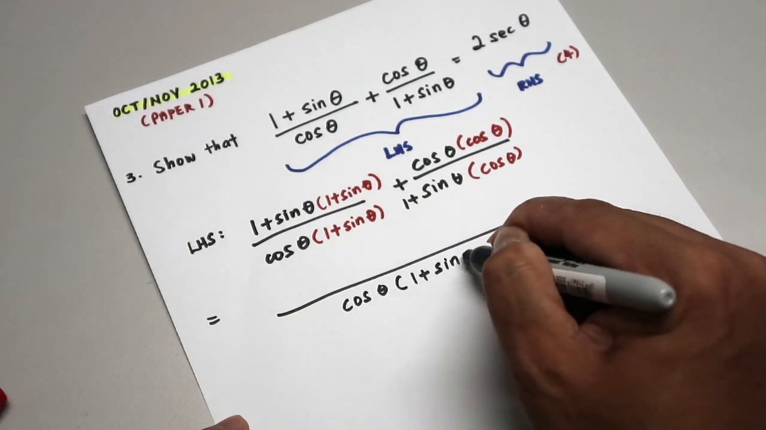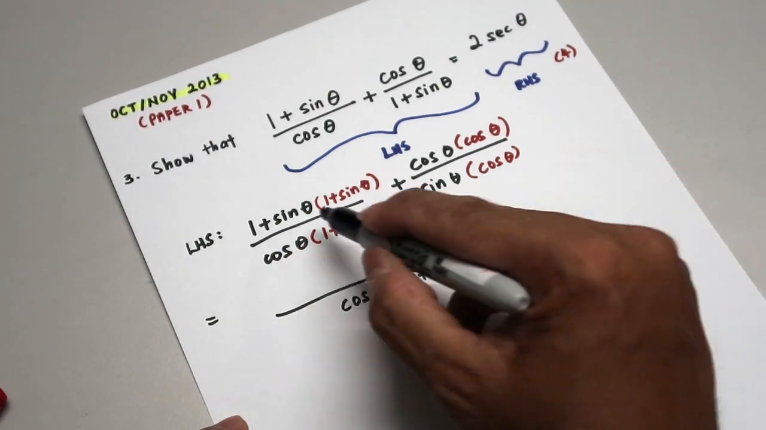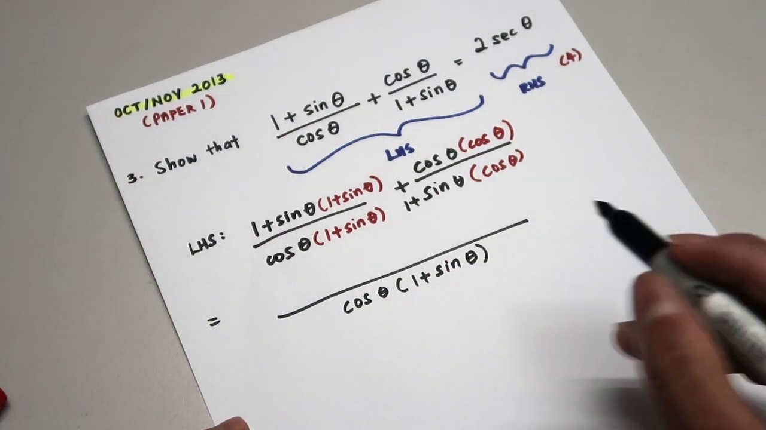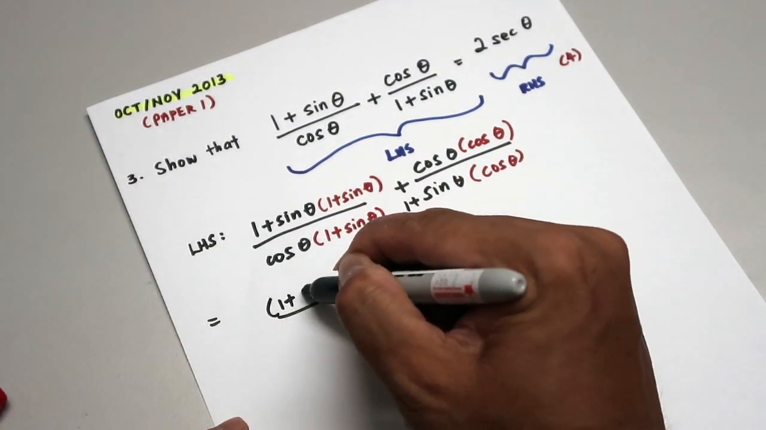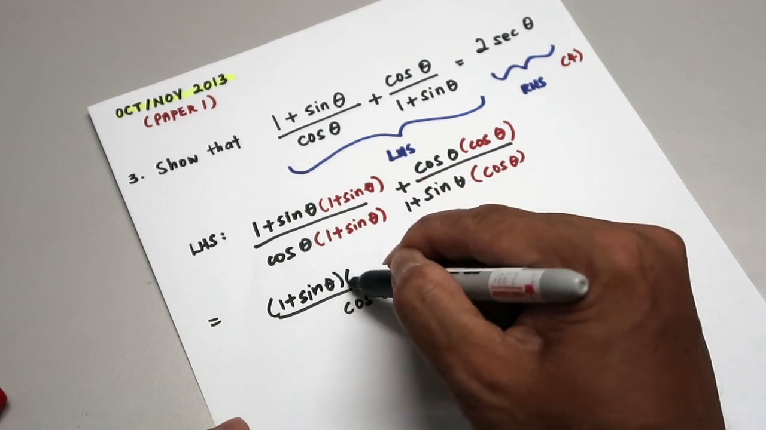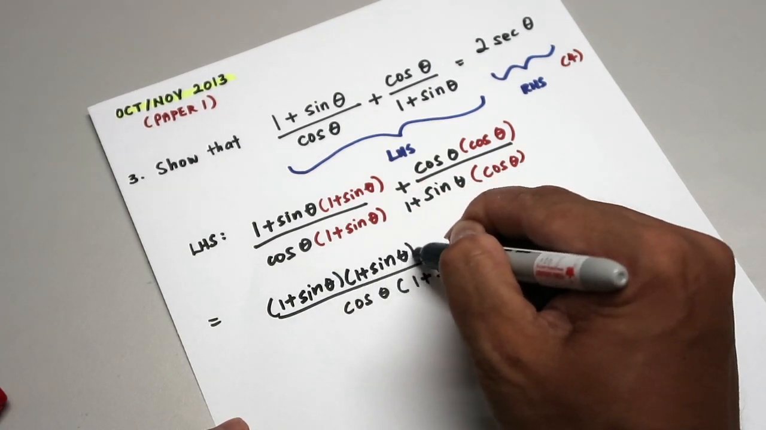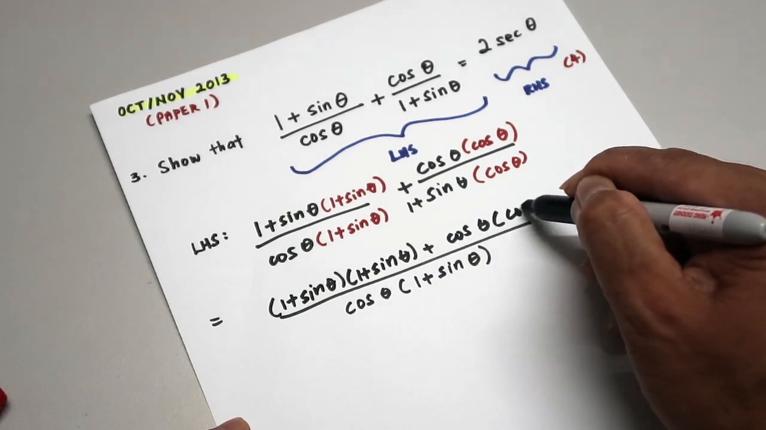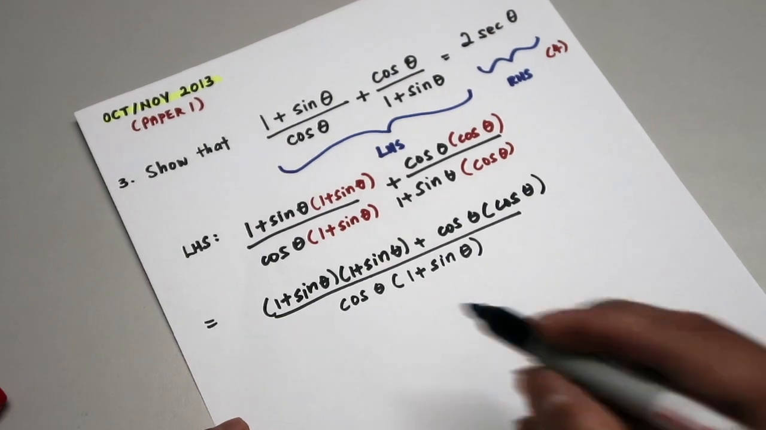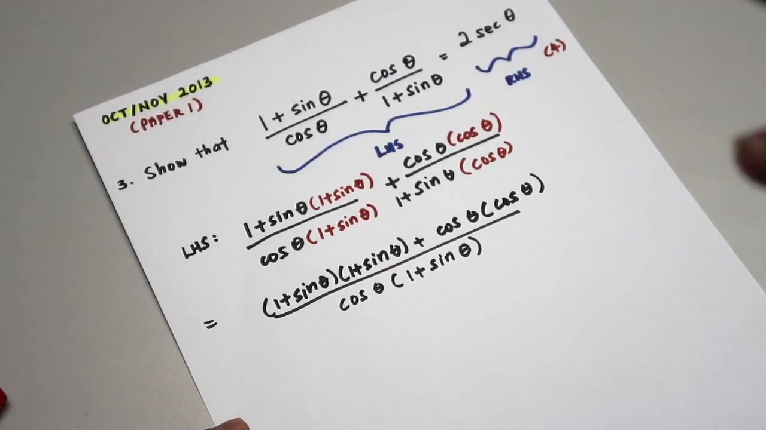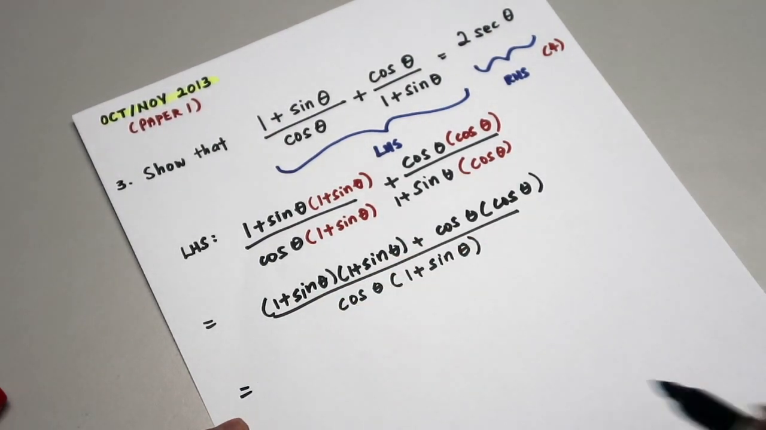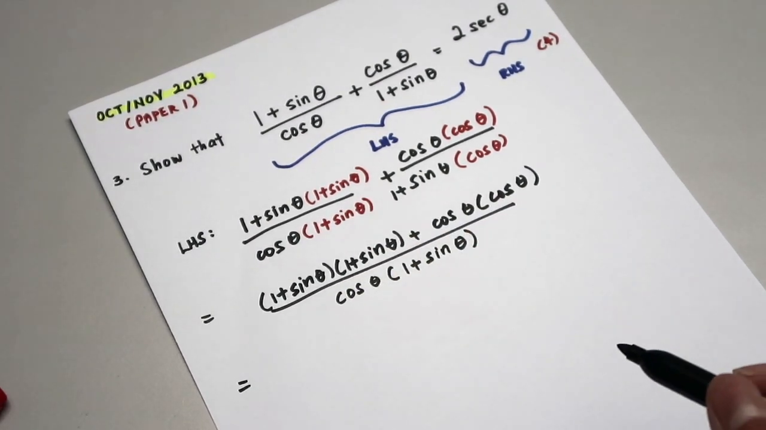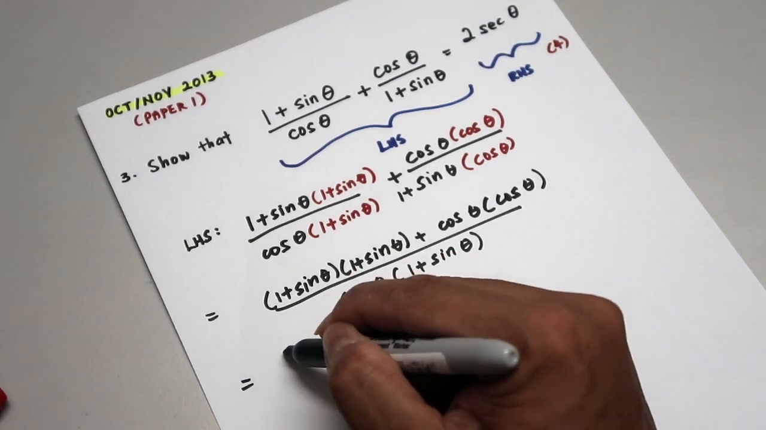Nothing happens down here, but we can add the numerators of both the fractions. So what do we have? We have 1 plus sine theta, 1 plus sine theta, plus cos theta times cos theta. So we expand everything. We have a lot to work on here. So when expanding, be careful, expand it as how you would expand in algebra.